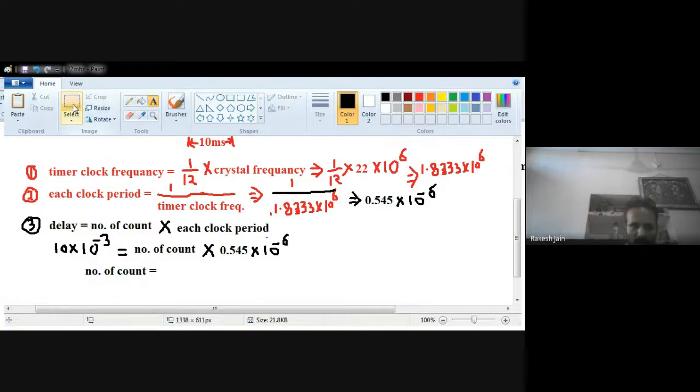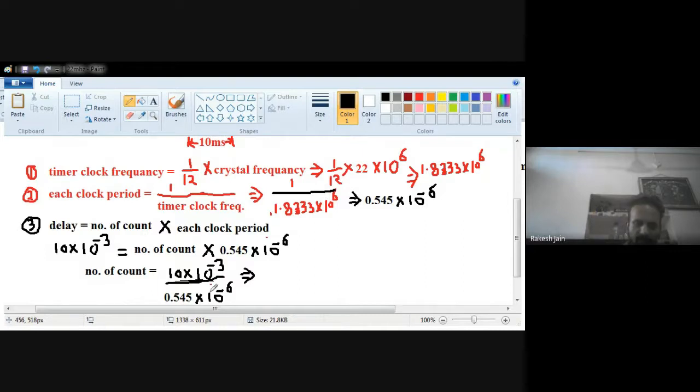So delay is what? 10 multiplied by 10 to power minus 3. So from the left hand side, 10 multiplied by 10 to power minus 3 is present, divided by each clock period, that is 0.545 multiplied by 10 to power minus 6. This term will be divided by this. So 10 multiplied by 10 to power minus 3 divided by 0.545 multiplied by 10 to power minus 6. So what will it be?